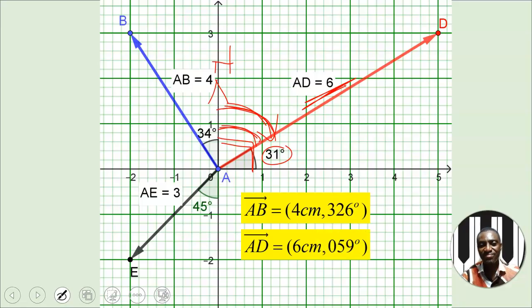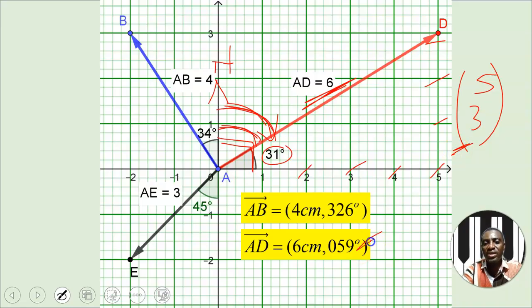059 degrees. Okay, and again, if I want to represent this same vector in the component form, I have starting from A, 1 2 3 4 5. So I'll get 5 on the x-axis, 1 2 3, 3 on the y-axis. You can convert this and you get exactly the same as that.